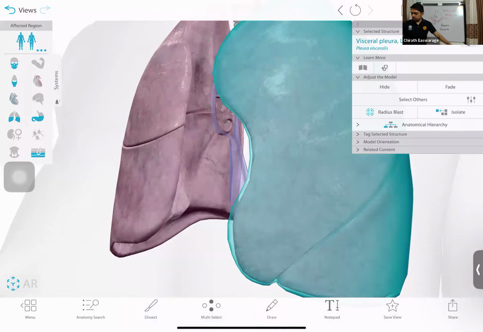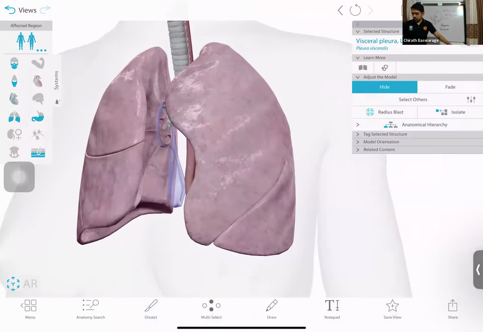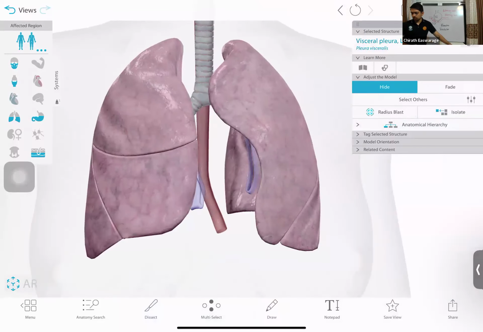So which lung is bigger? Can you compare these two lungs and tell me which lung is bigger, left or right? Yes, which lung is bigger?